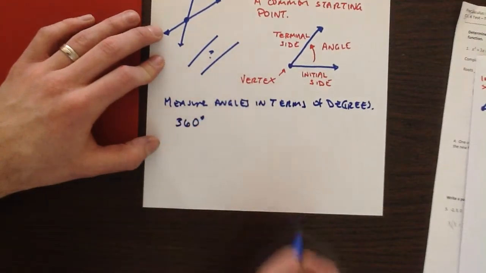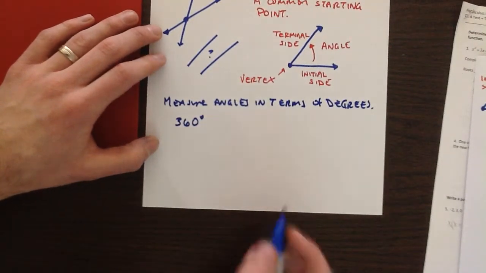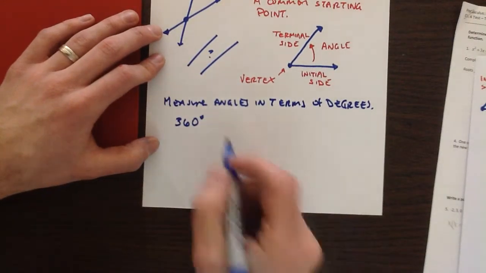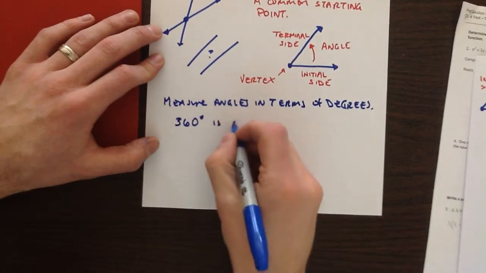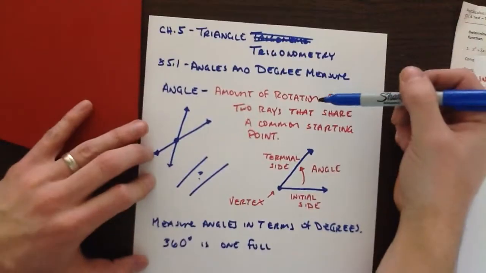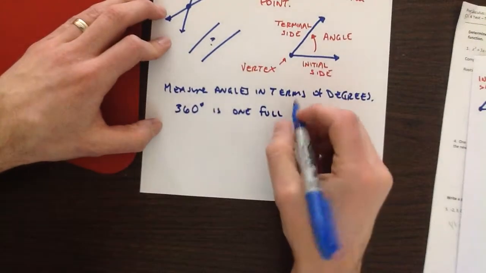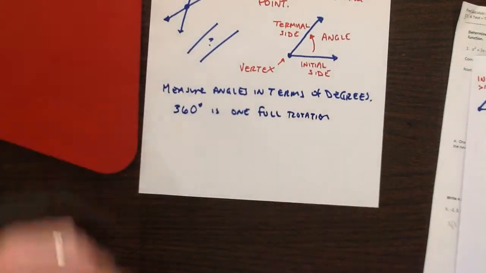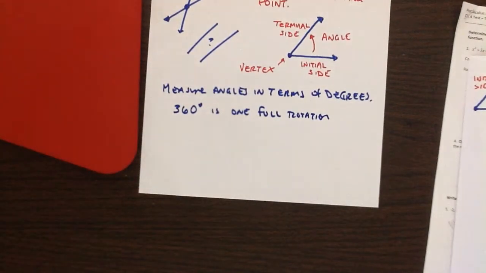360 degrees. What's 360 degrees? 360 degrees is one circle, is one full rotation. Because we're talking about, back to the amount of rotation. So 360 degrees is one full rotation. So I'm going to step aside for a moment. We have my trig chunks.